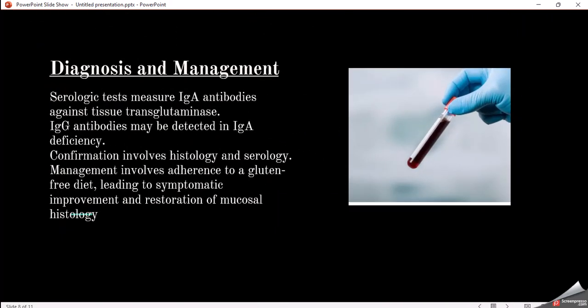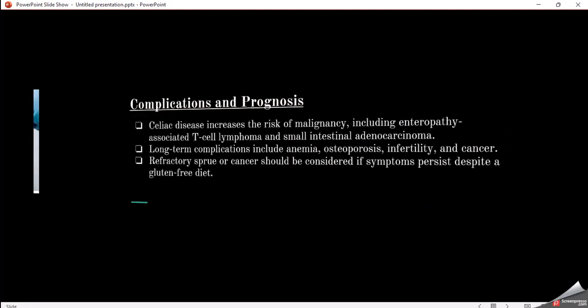Diagnosis and management. For diagnosing celiac disease, you want to measure IgA antibodies against tissue transglutaminase, also called IgA TTG. But if a patient is already deficient in IgA antibody, you may want to resort to IgG antibodies, because if you check IgA TTG in such a patient who is already IgA deficient, it could result in a false negative test. There is no cure for celiac, but you can only manage it. Management involves adherence to a gluten-free diet, leading to symptomatic improvement and restoration of mucosal histology.